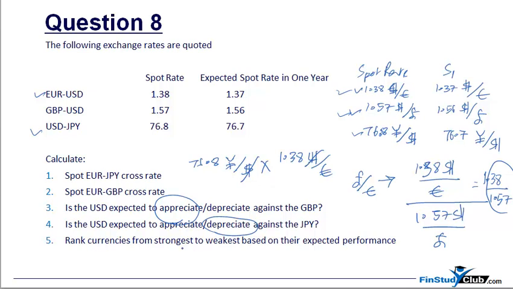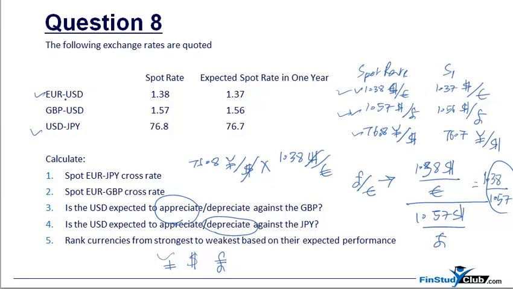Rank currencies from the strongest to weakest based on their expected performance. So let's look at this. Without trying to get into the maths of it, let's see if we can do it very quickly. Now I know US dollar is expected to appreciate against GBP, so the dollar would be better than GBP, and then the USD is expected to depreciate against the Japanese yen, so the yen is going to be ranked higher than the dollar. So this is very, very clear.